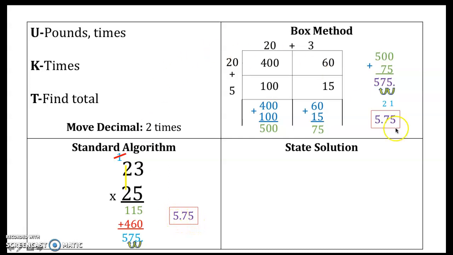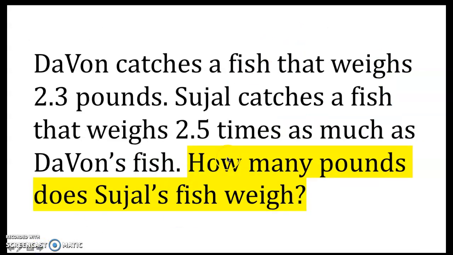So I need to look back to my box method. I see that my products both match, meaning that I accurately multiplied both of these numbers in 2 different strategies, which leaves me to reflect and go back to my original word problem to find out what I'm answering. So I'm determining how many pounds does Sujal's fish weigh.